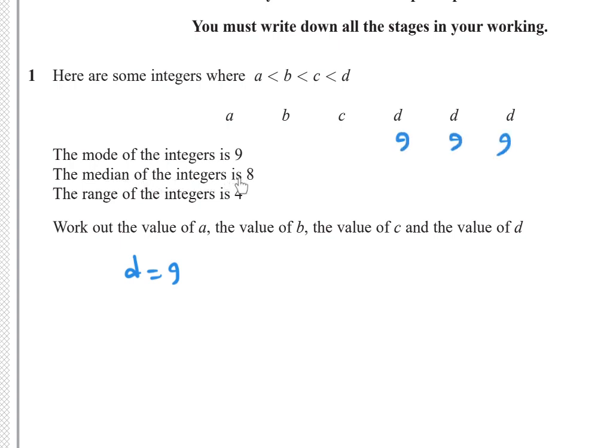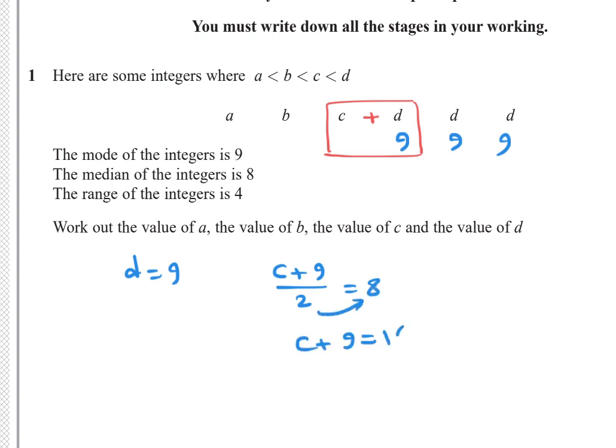The median of the integers is 8. The median is the middle value. Now we have 6 values, so we have 2 at the middle. To find the median, add them, then divide by 2. So (c plus 9) over 2 equals 8, because d equals 9. Cross multiply, so c plus 9 equals 16. So c equals 16 minus 9, which is 7. So c equals 7.